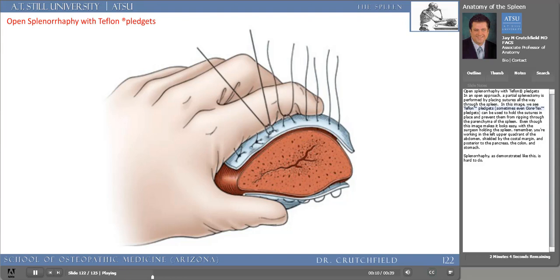In this picture, we see Teflon pledgets. Sometimes even Gore-Tex can be used to hold the sutures in place to keep them from tearing through the spleen. Even though this picture makes it look easy with the surgeon holding the spleen, remember you're working in the left upper quadrant of the abdomen, shielded by the costal margin and posterior to the pancreas, colon, and stomach. In reality, a splenography like this is actually pretty hard to do.